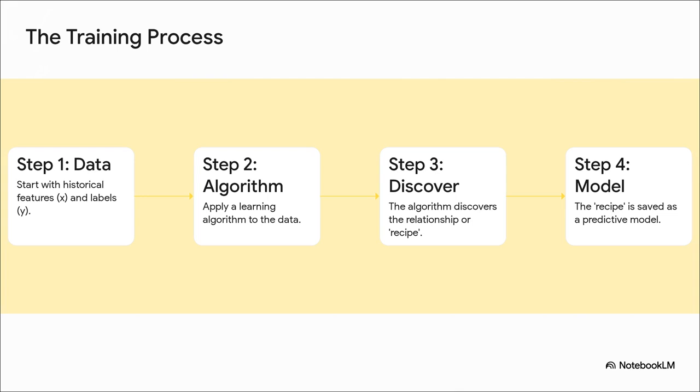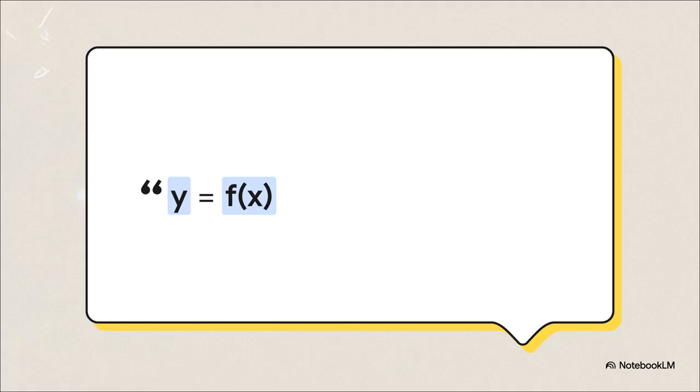And the process is pretty straightforward when you break it down. You start with your past data, the features and the labels. You feed all of that into a learning algorithm. That algorithm just crunches the numbers until it discovers the hidden pattern, that recipe we were talking about. And finally, that recipe gets saved as a model, a little piece of software that's now ready to make some predictions.